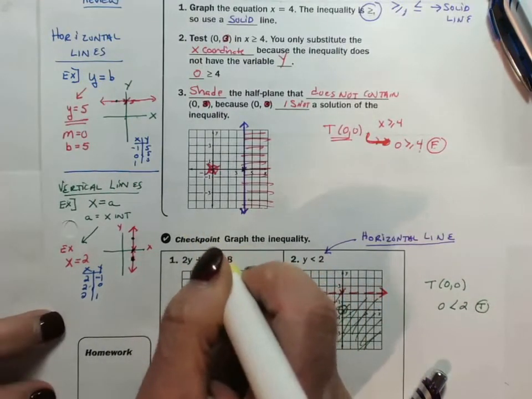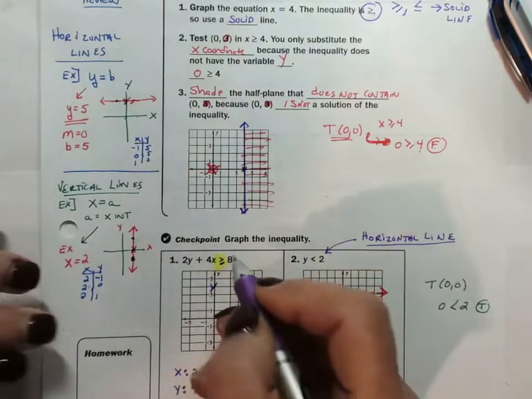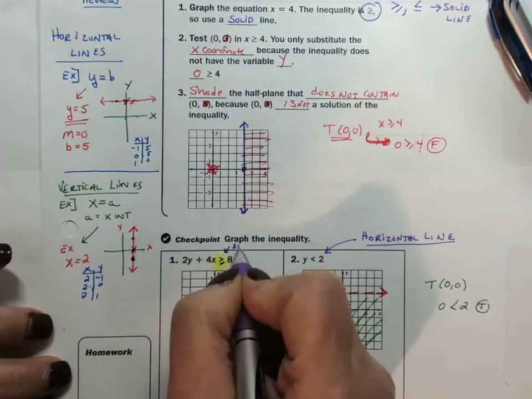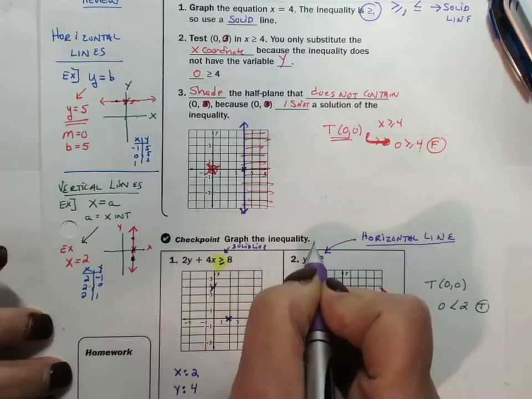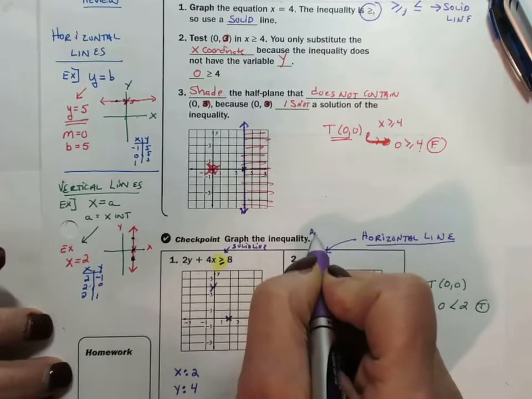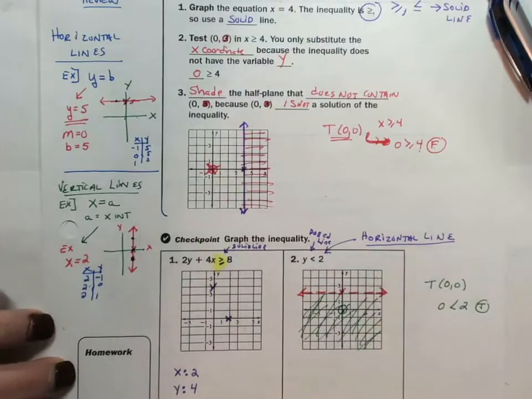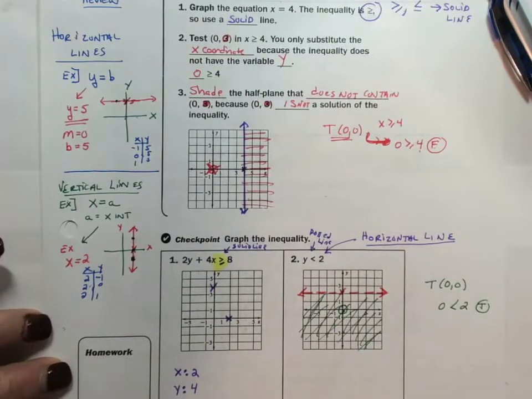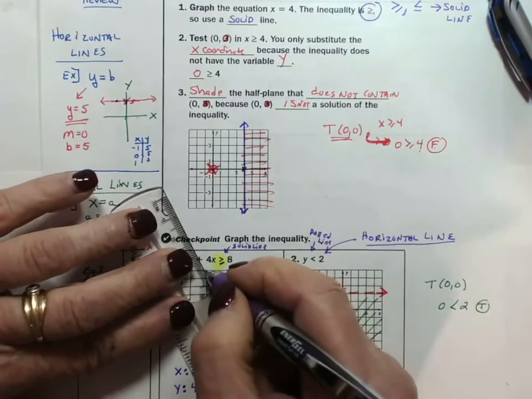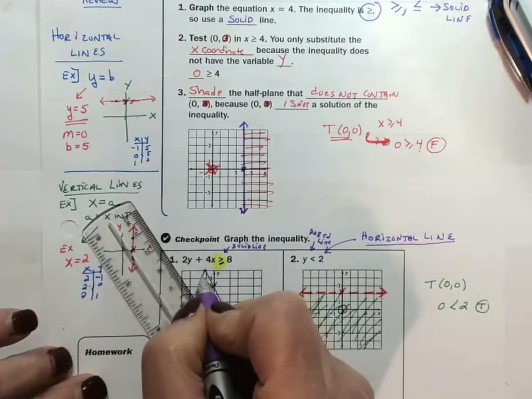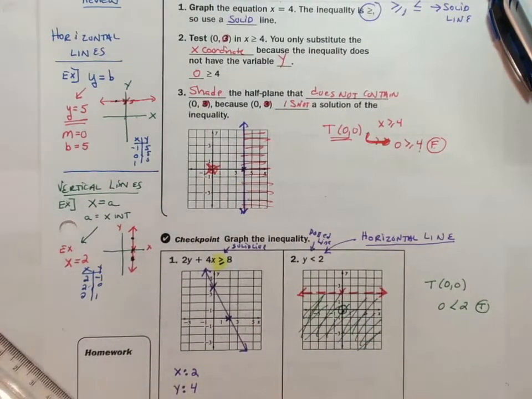Because this is an equals, I'm going to have a solid line. Here it was a dotted line. So now I draw the line. You could have put it in slope-intercept form, but that would have been a lot more work.